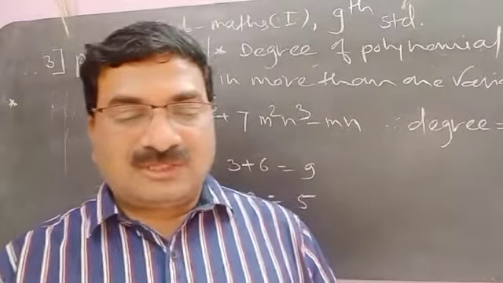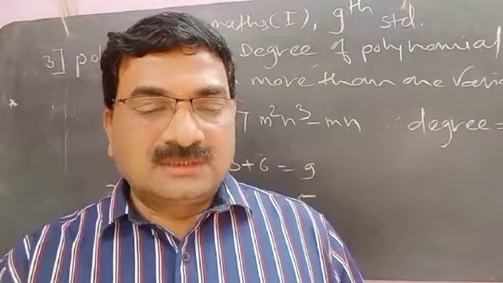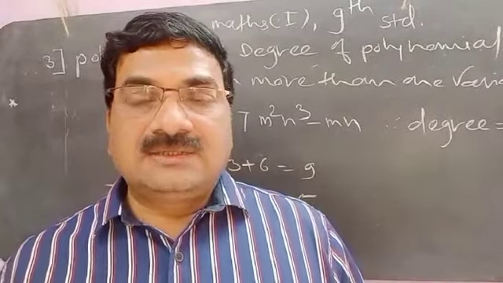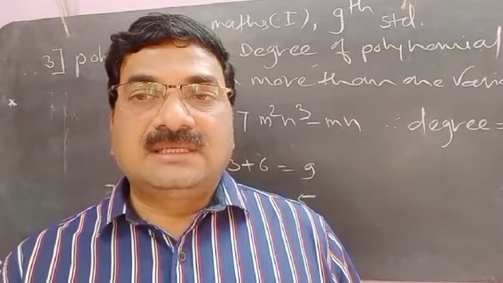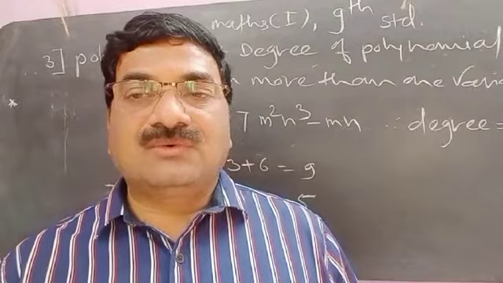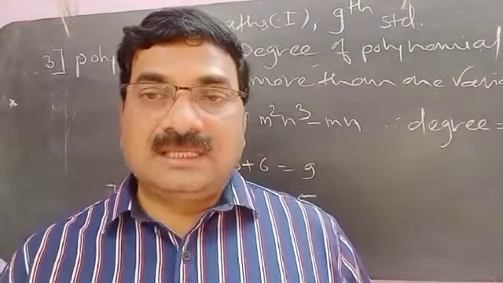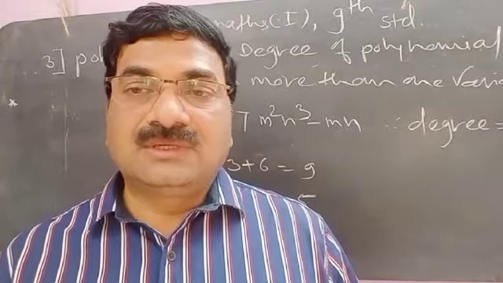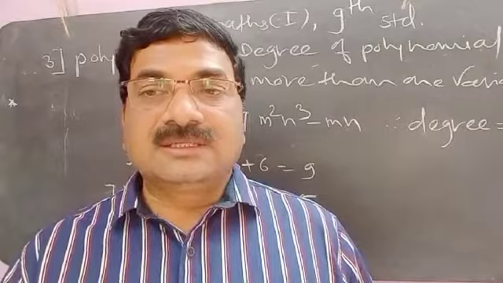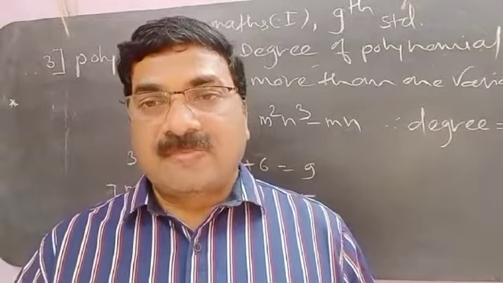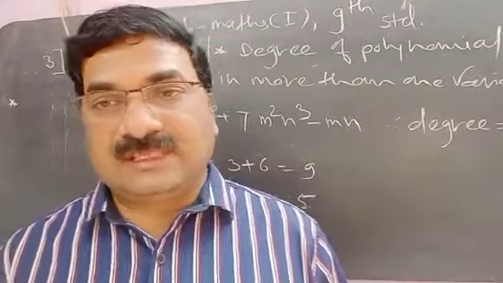Give an example of a binomial in two variables having degree 5. Degree 5, the two variables are there. Then you can take m cube n square: 3 plus 2, 5; m to the 1, n to the 4: 1 plus 4, 5; 2 plus 3, 5. You can take different numbers, and the degree of those terms in two variables is 5. Write down or solve that activity on yourself.